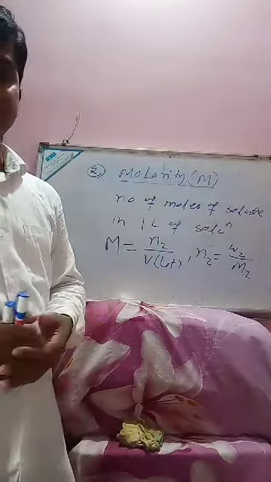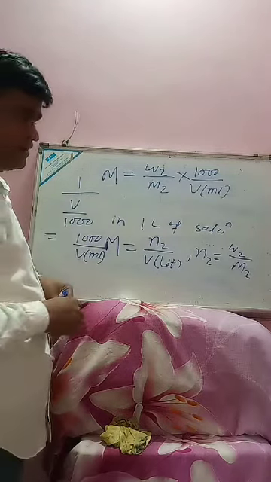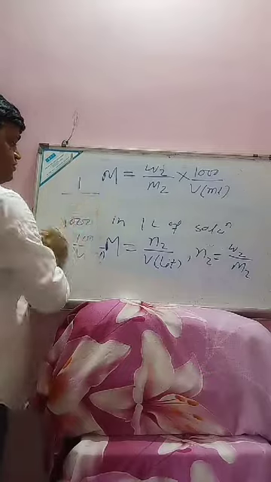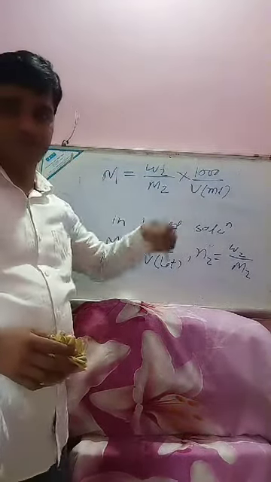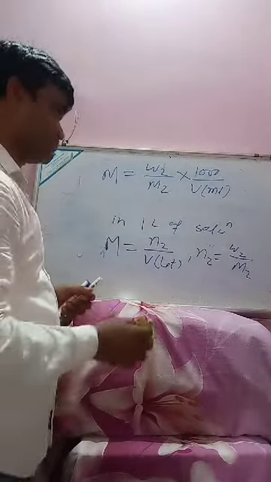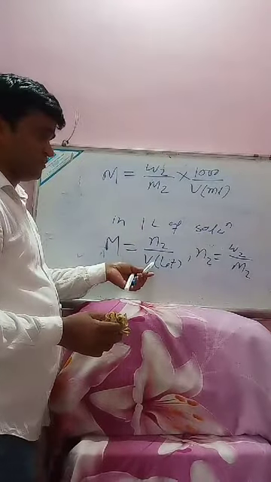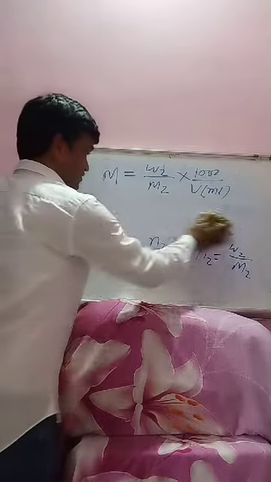Okay, volume is in liter unit. If it is given in milliliter unit, then it is V by 1000, which becomes 1000 by V in milliliters. So the final expression for molarity is W2 by M2 into 1000 by V. What is W2? Amount of a solute. What is capital M2? Molecular mass of a solute. What is V? Here V is in liter unit. If there is 1000, V is in milliliter unit.